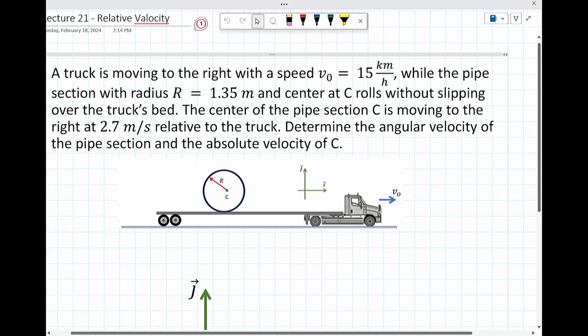A truck is moving with a velocity of 15 kilometers an hour while the pipe section of radius r of 1.35 meters and center at C rolls without slipping over the truck's bed. The center of the pipe section is moving to the right at 2.7 meters per second relative to the truck. Determine the angular velocity of the pipe section and the absolute velocity of point C.